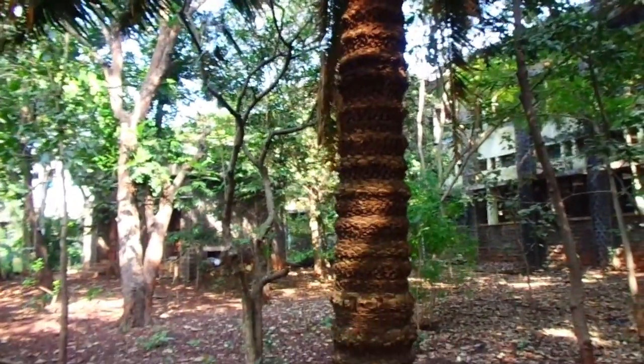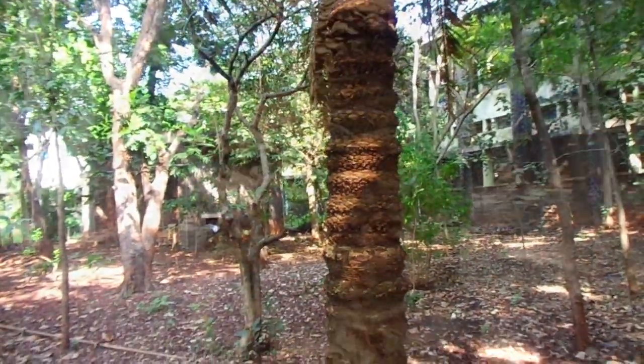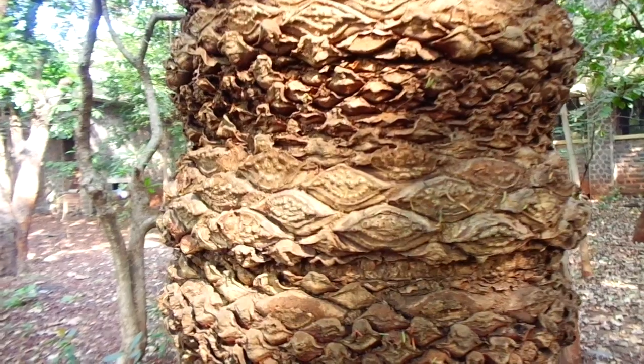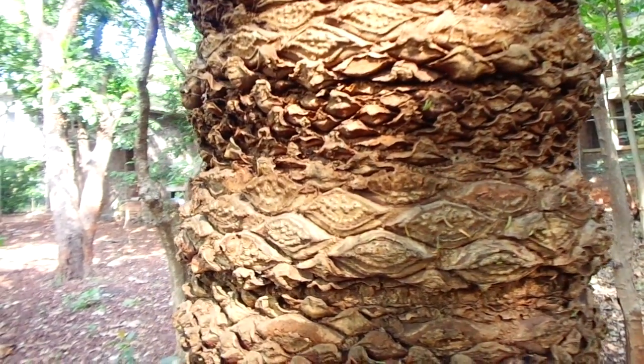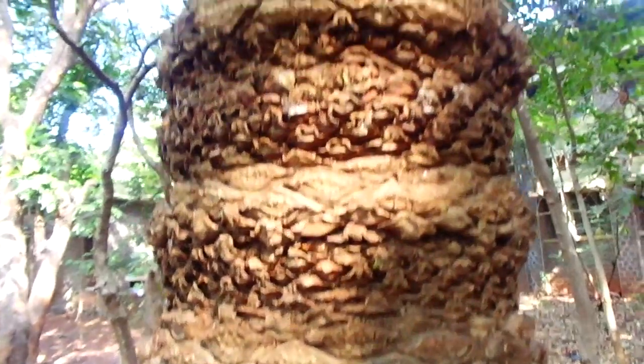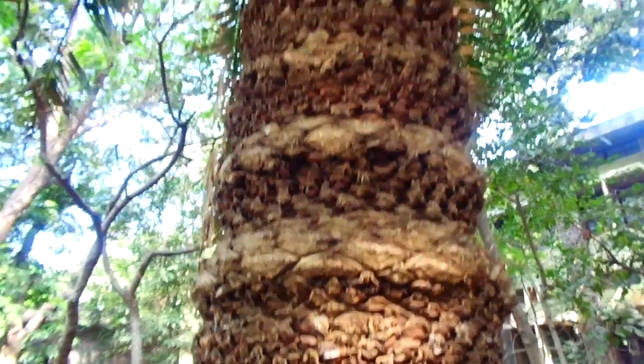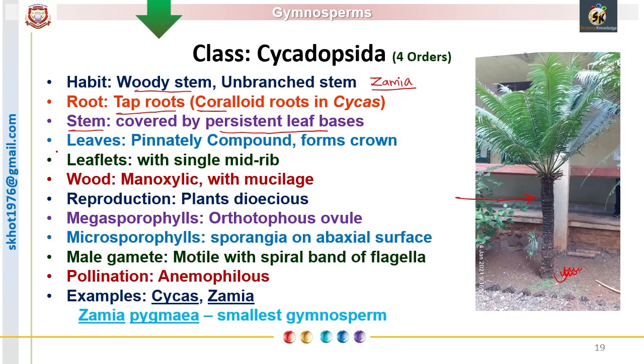The stem is usually unbranched and it shows persistent leaf bases. The leaf bases will be present here permanently. They will keep the leaf scar on the stem. The leaves are dimorphic, so we get two types of leaves.